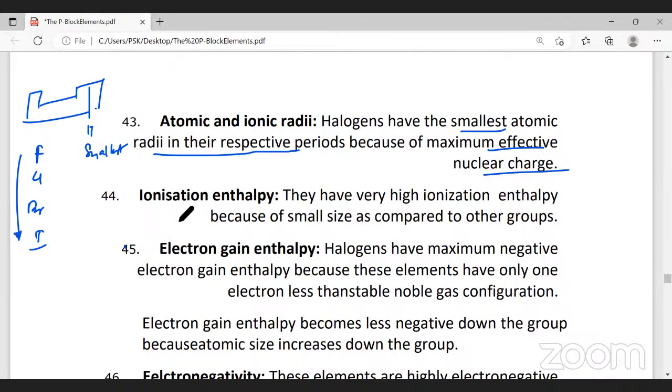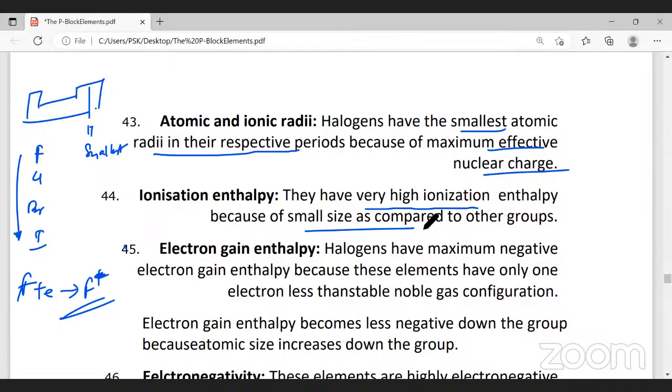Halogens are highly electronegative. They have a tendency to attract an electron to attain stability, forming F minus, the fluoride ion. They will not tend to lose an electron. Ionization energy or enthalpy is the energy required to remove an electron from the outermost orbit. But here, the fluorine electron will not be removed easily. It accepts an electron easily. Therefore, they have very high ionization energy. It is because of the small size.